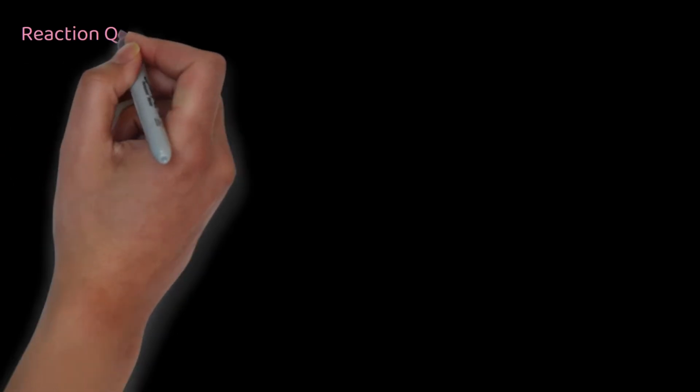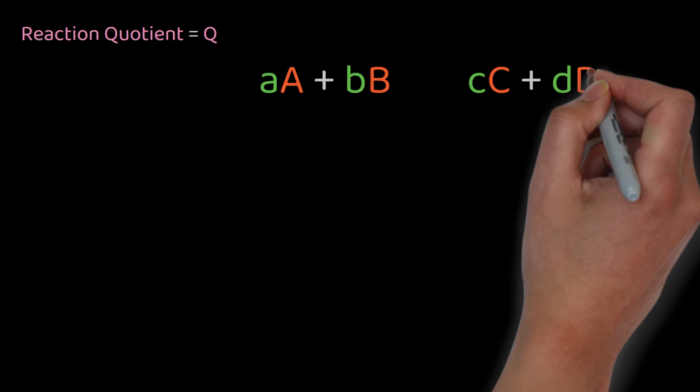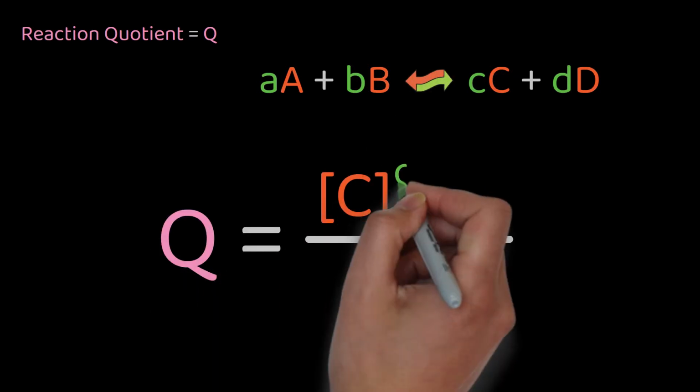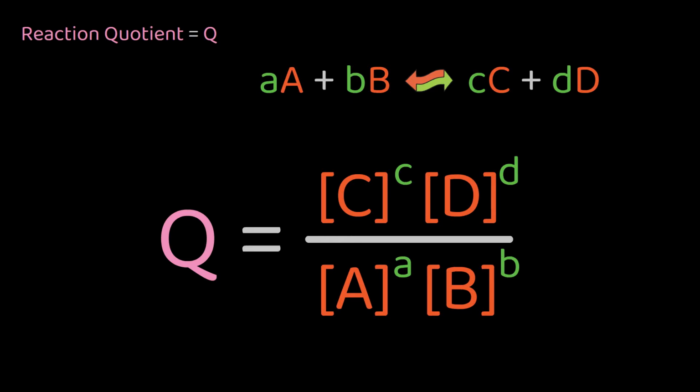Chemists use a system for describing the concentrations of reactants and products in a reversible reaction at any given time during that reaction. This is called the reaction quotient and is symbolized by the capital letter Q. For this generic reaction, the reaction quotient is equal to the concentrations of the product side with their stoichiometric coefficients as exponents divided by the concentrations of the reactant side with their stoichiometric coefficients as exponents. Once equilibrium has been reached, the concentrations and thus the Q value remains the same. This is known as the law of mass action.